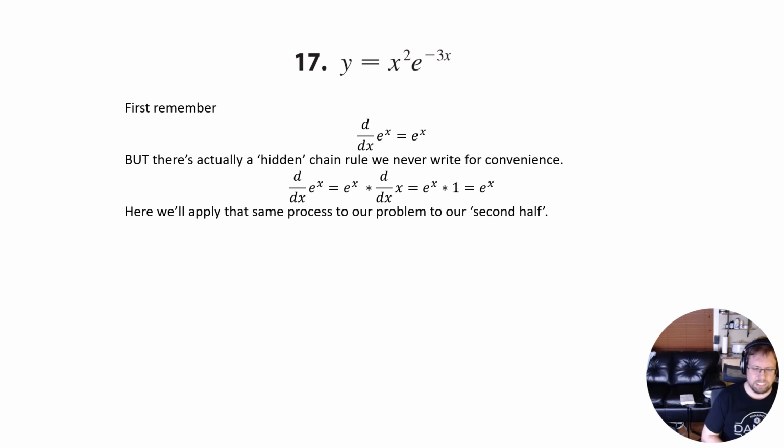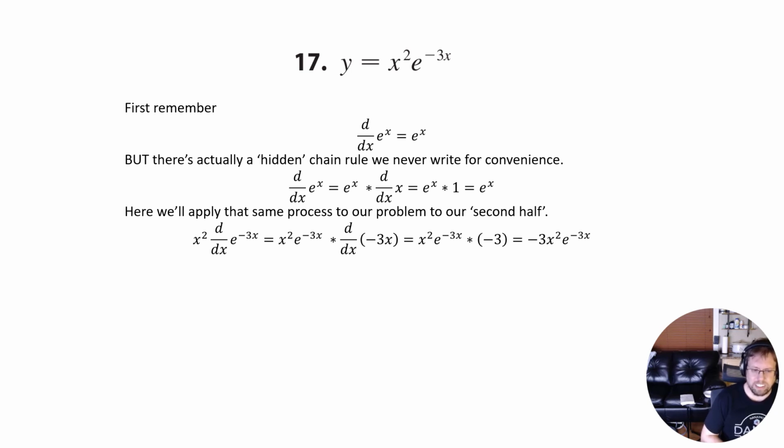But we're basically going to follow the exact same process for our second half. So I'm writing x squared in front, because we can't just drop that off, and then I'm taking the derivative of this e to the negative 3x. So the first step is you just write it again without doing anything, and then you try to take the derivative of what's on the inside. And so the derivative of what's on the inside is negative 3x.